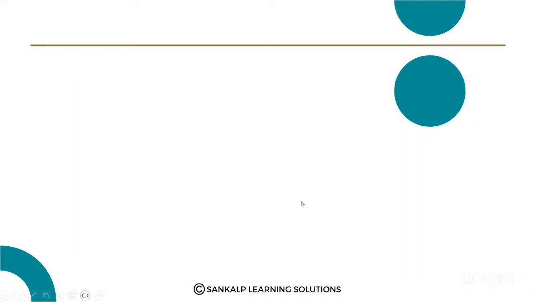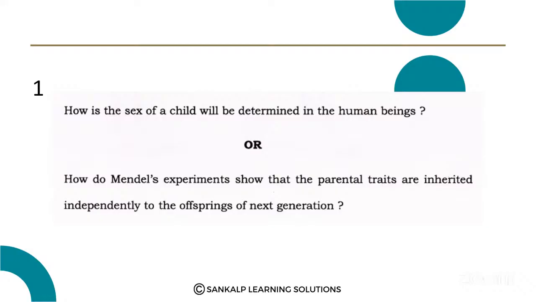Next question. Next again same question. How is the sex of the child determined in human beings? How do Mendel's experiments show that the parental traits are inherited independently to the offspring of the next generation?